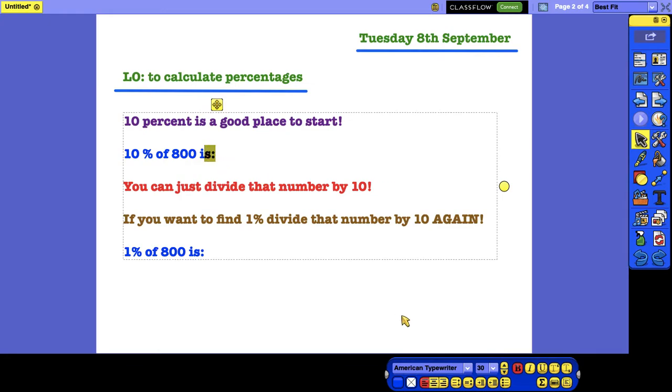Oh, don't know why that's not in blue. Don't like that. There we go. Okay, so 10% of 800, let me make sure that's right. Yeah, that won't work.